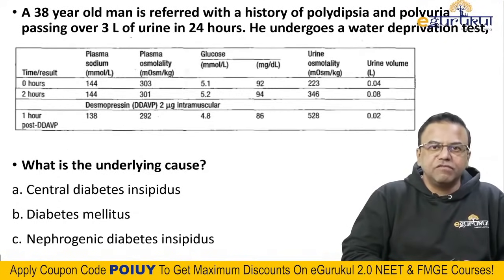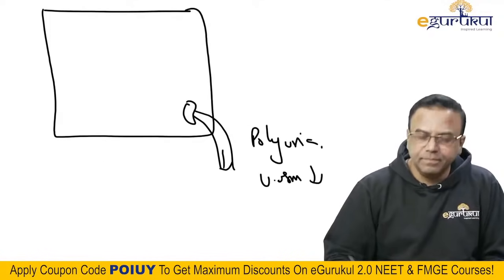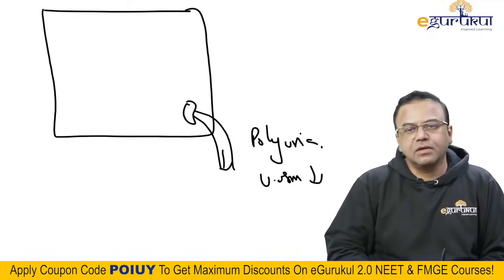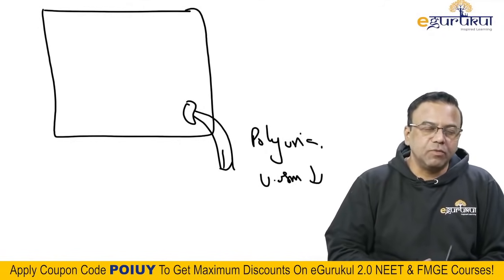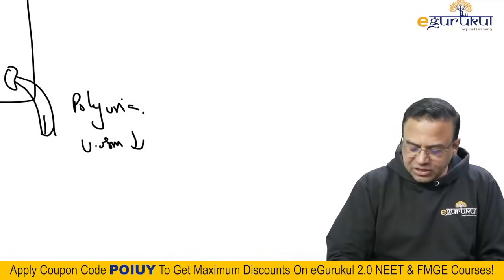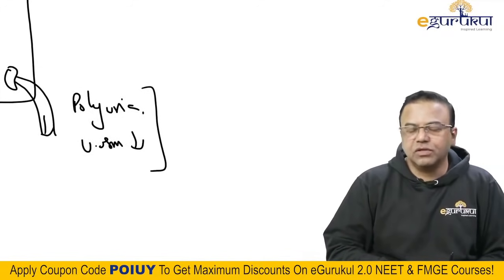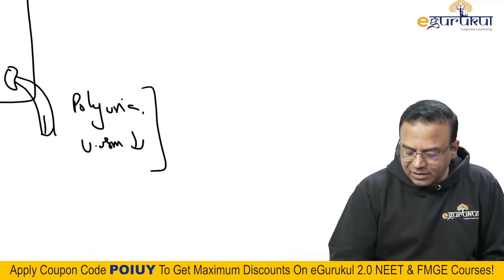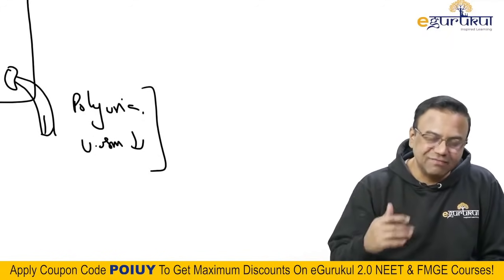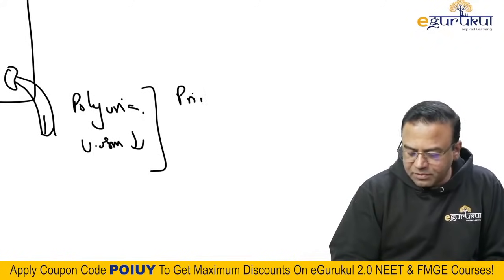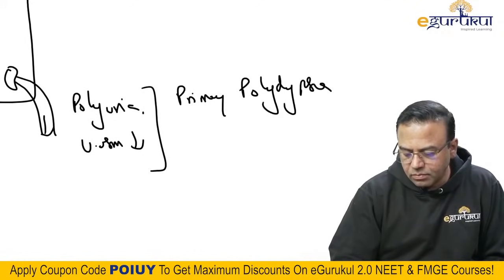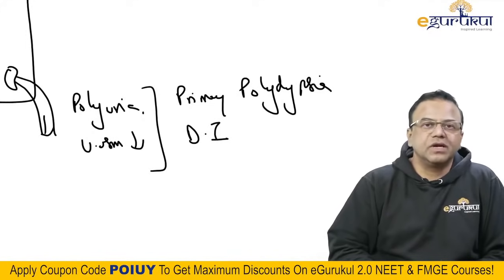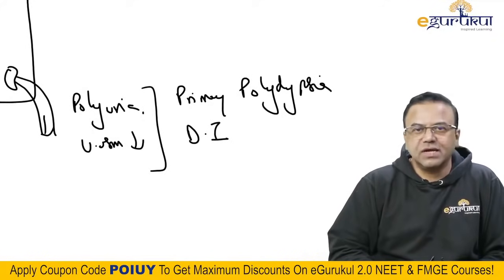This is a 38-year-old man who's referred with a history of polydipsia and polyuria. In a scenario of a patient passing dilute urine in excess over 24 hours, that is polyuria, the differentials are very limited. There are only a few things that can cause a patient to have dilute urine with polyuria. Either this is a patient who's drinking excessive water, which is called primary polydipsia, or this is diabetes insipidus.